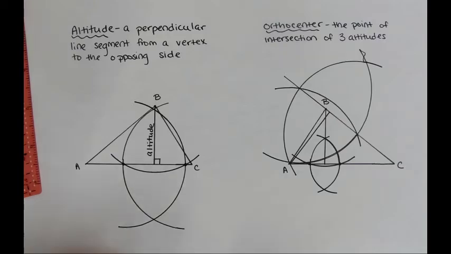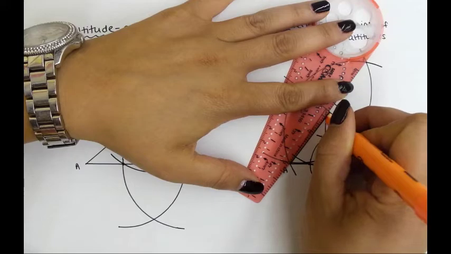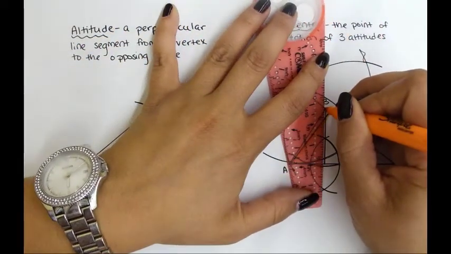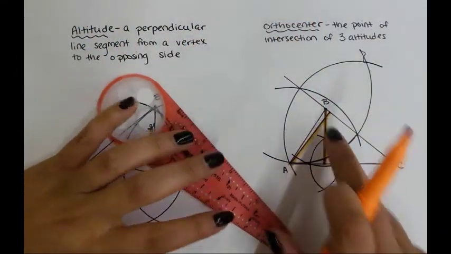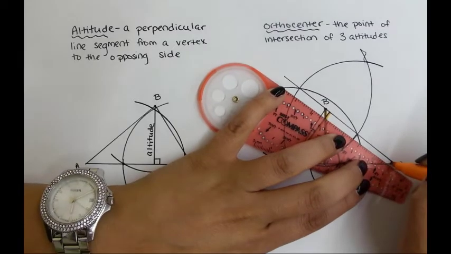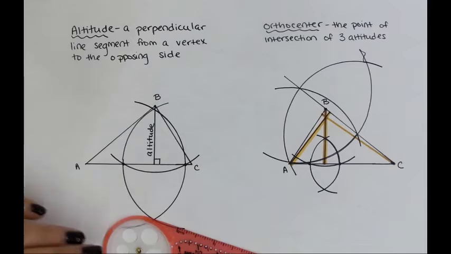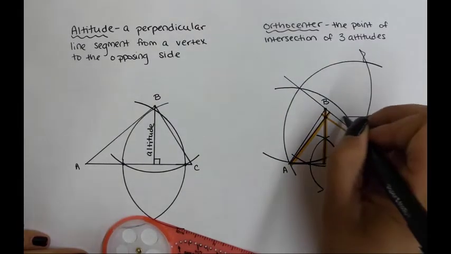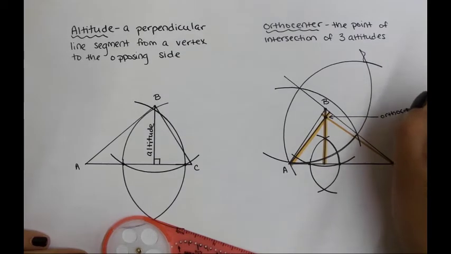So just so you can clearly see the altitudes, I'm going to re-highlight in orange. So here's your first altitude, and here's your second altitude. Where they intersect, I am now going to connect vertex C through that intersection point to show the third altitude. This intersection point of the 3 altitudes is known as your orthocenter.